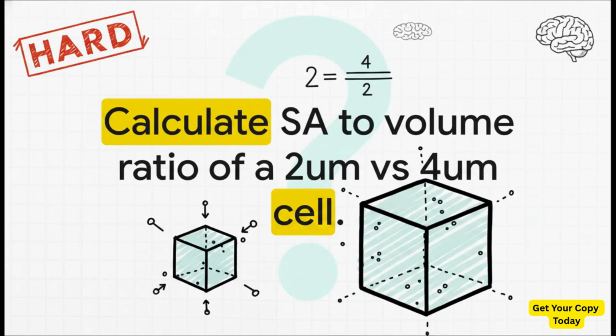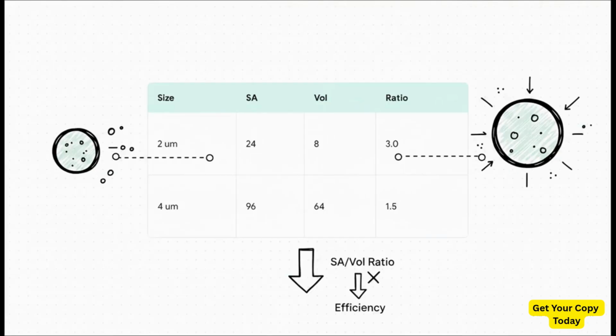So let's put that 5th step to the test with a hard-tiered practice question pulled straight from the guide. Calculate the surface area to volume ratio of a cube-shaped cell with a side length of 2 micrometers versus 4 micrometers. Now don't panic at the math here, you've totally got this. Let's just break down those numbers.